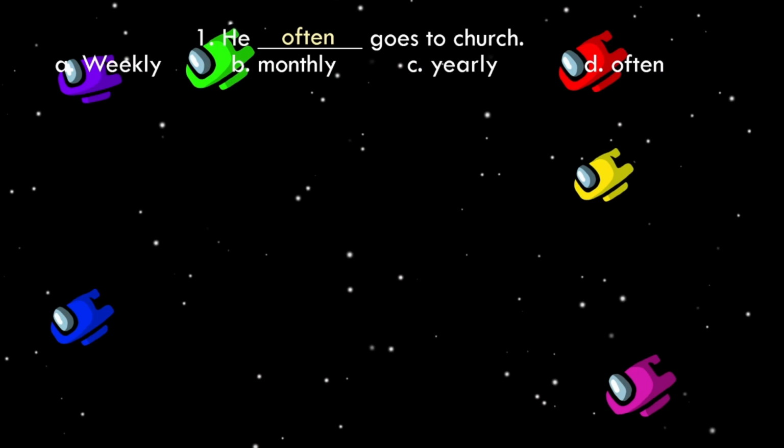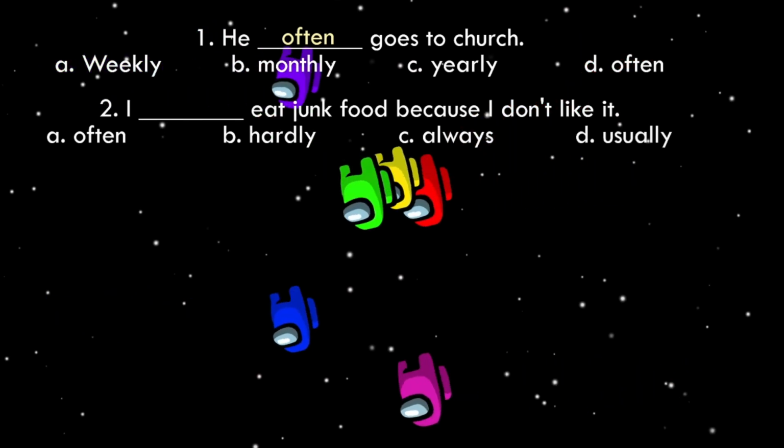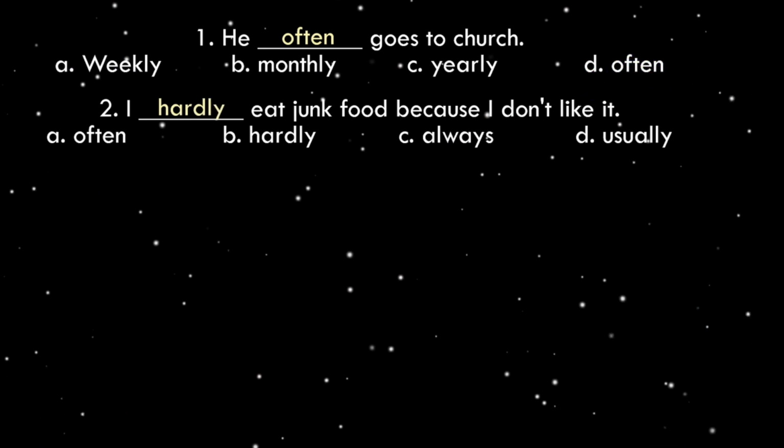Number 2. I blank eat junk food because I don't like it. A. Often, B. Hardly, C. Always, D. Usually. What do you think is the correct letter? Very good. It is B. Hardly. I hardly eat junk food because I don't like it.